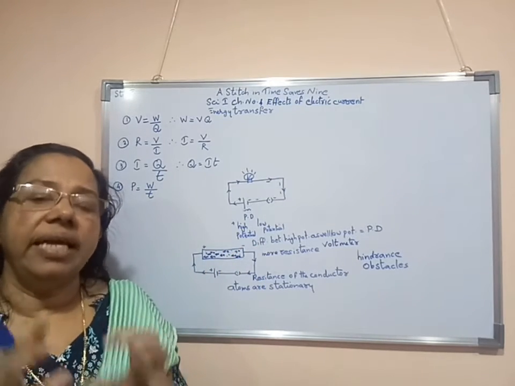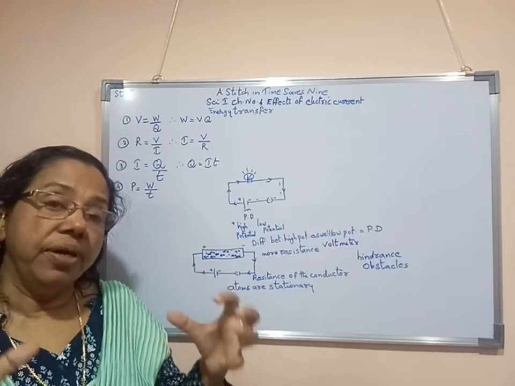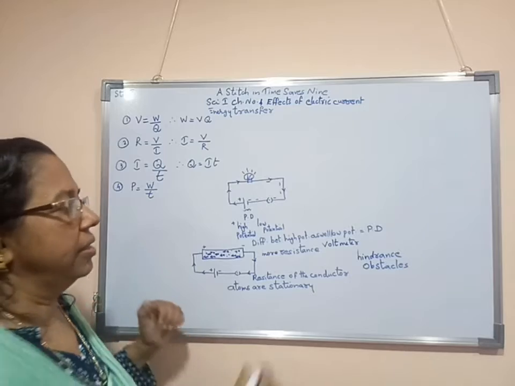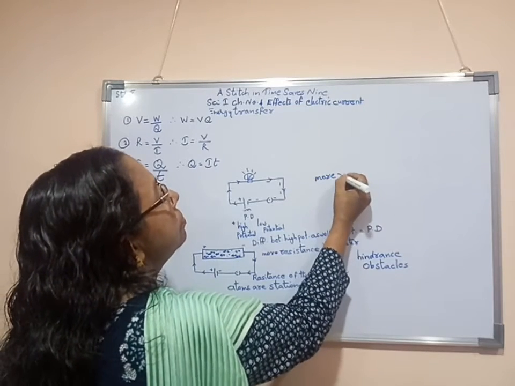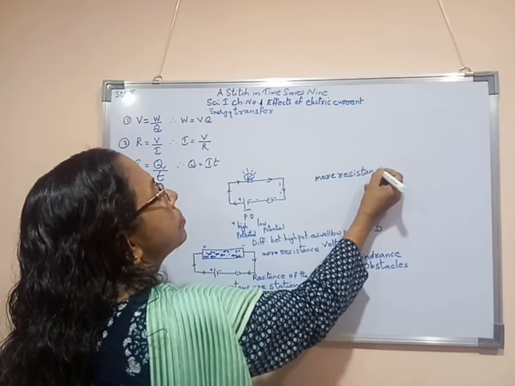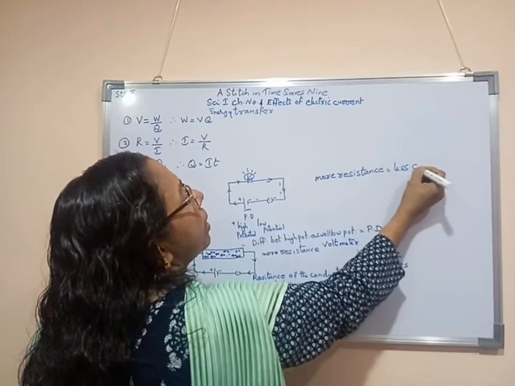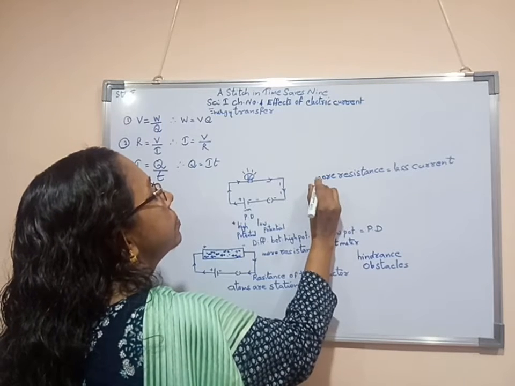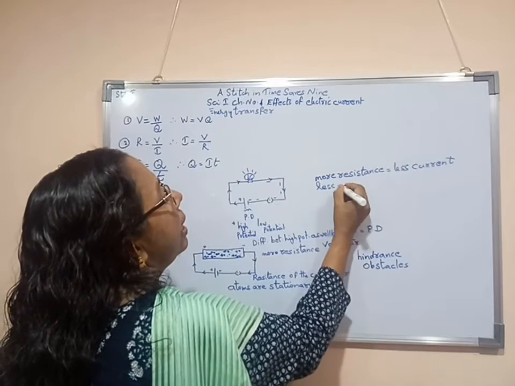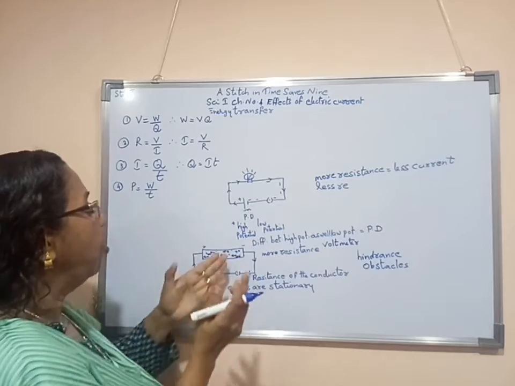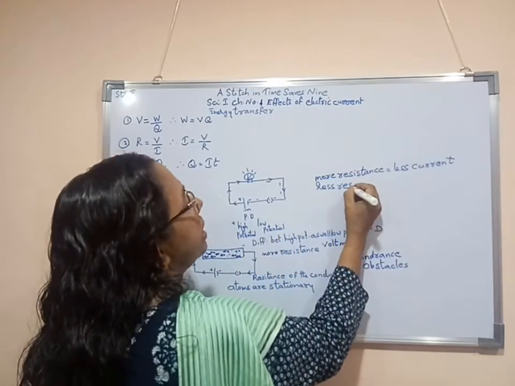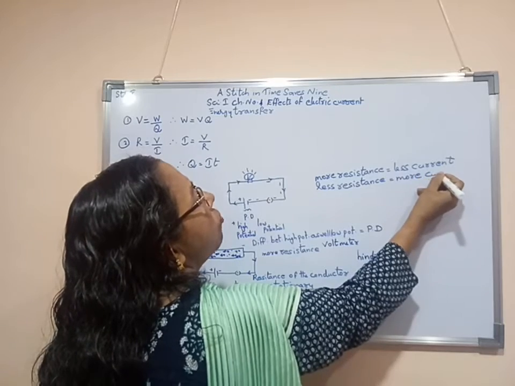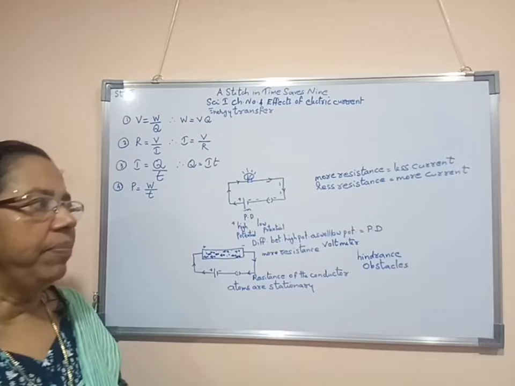If more resistance is there, then there will be less flow of current. If less resistance is there, there will be more flow of current. So we can write here like this: more resistance, then less current will flow. Now, if there is less resistance, that means electrons do not face many collisions on their way, then there will be more flow of current. Then there will be more current flow.